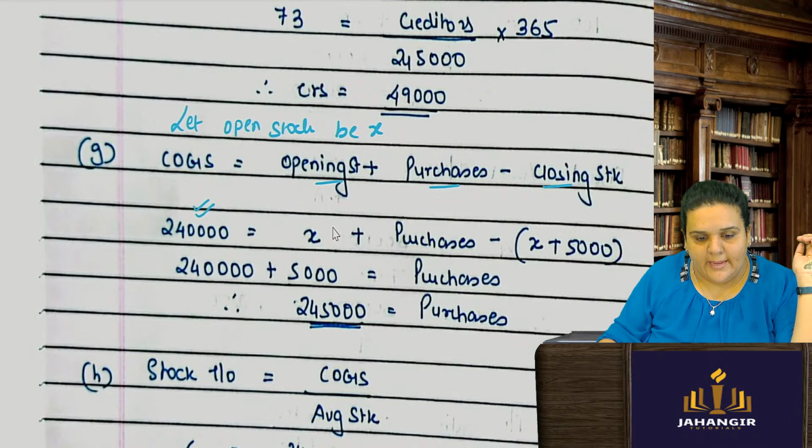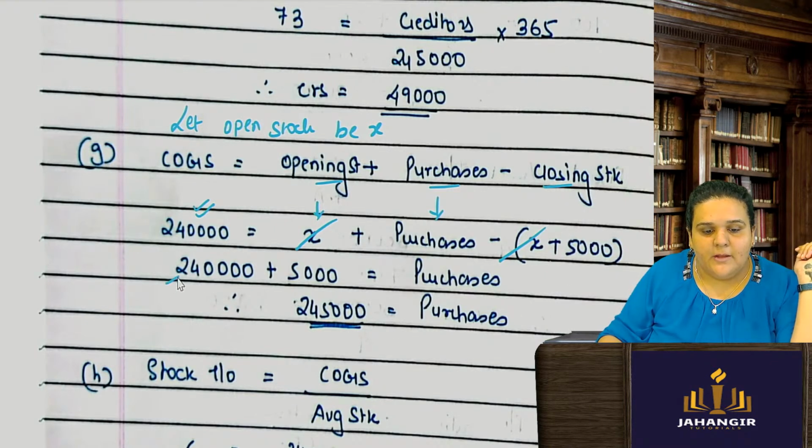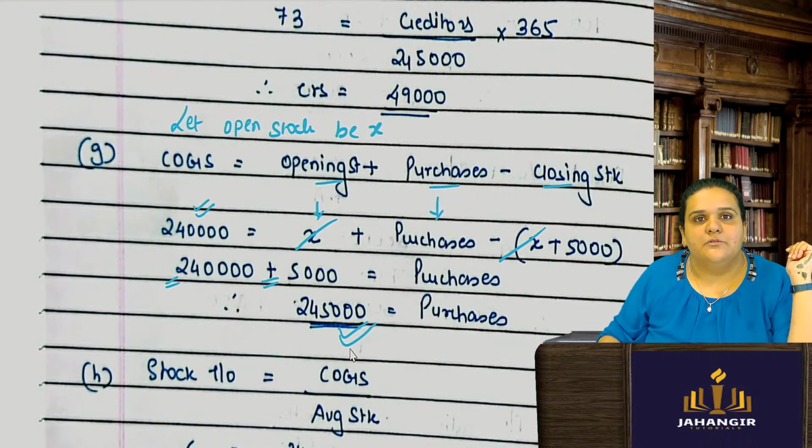So I'm just putting this in the formula. 2,40,000 is equal to X plus purchases, which I don't know, minus closing stock, which is X plus 5,000. When I open this bracket, plus X minus X will get cancelled. This will be minus 5,000. When it goes to the other side, it will become plus 5,000. So purchases will now be 2,45,000.